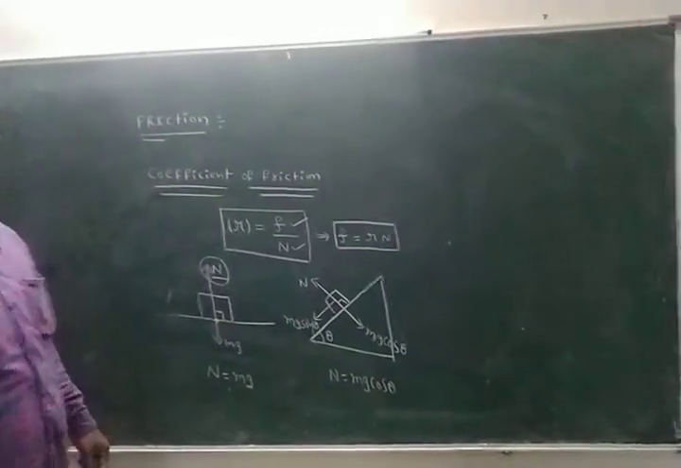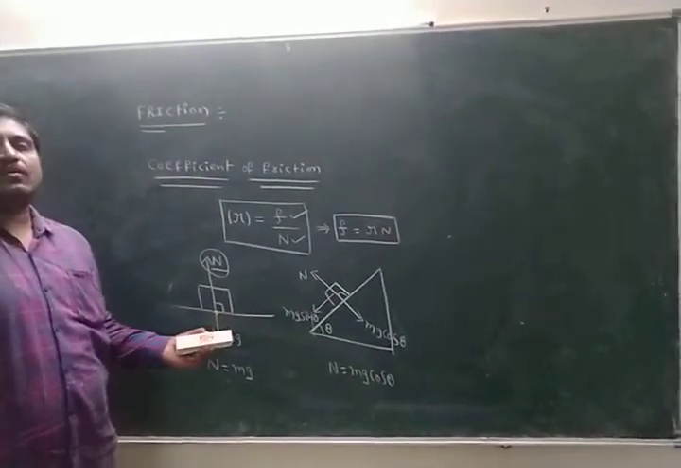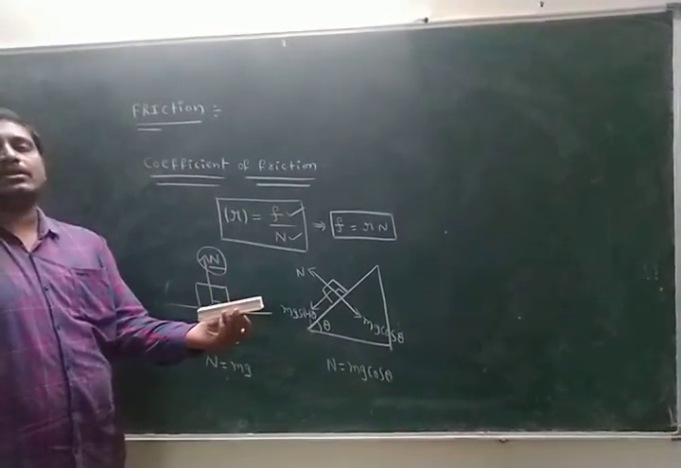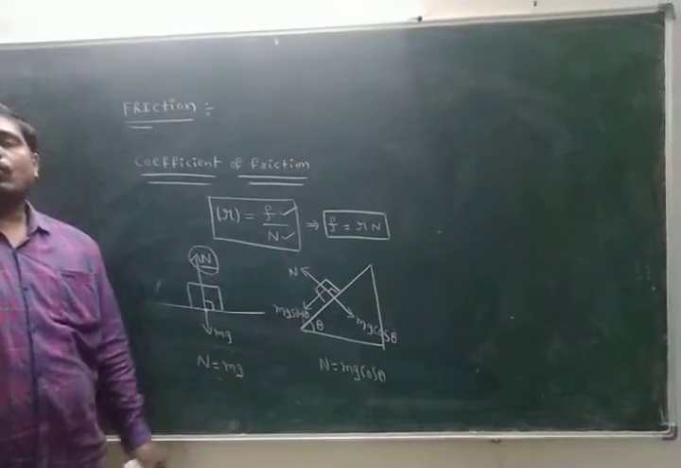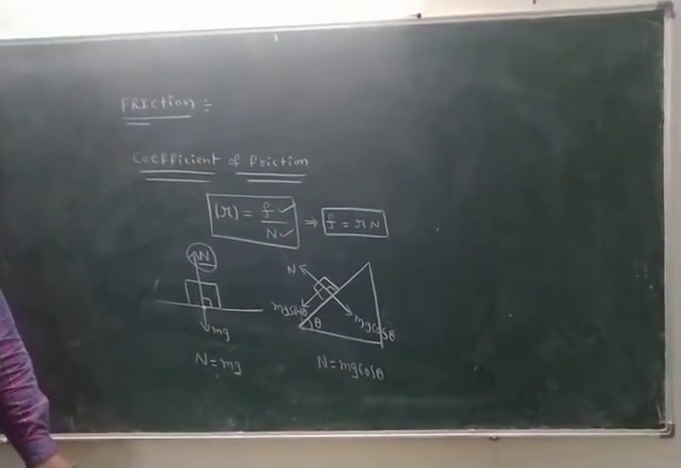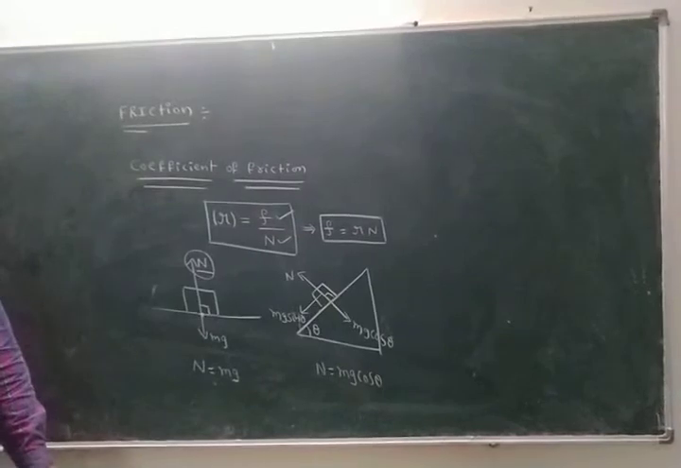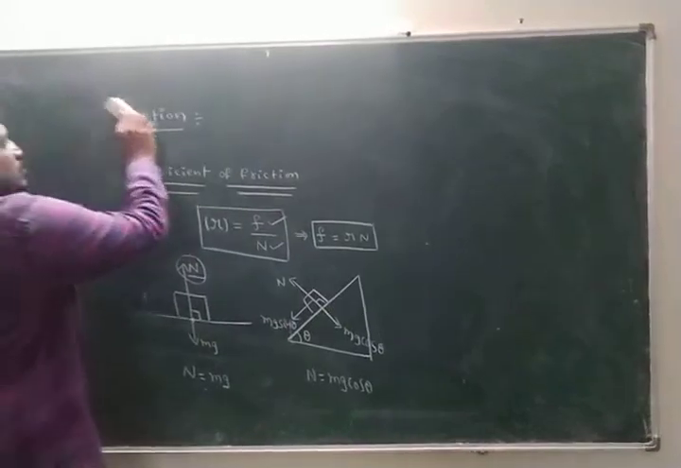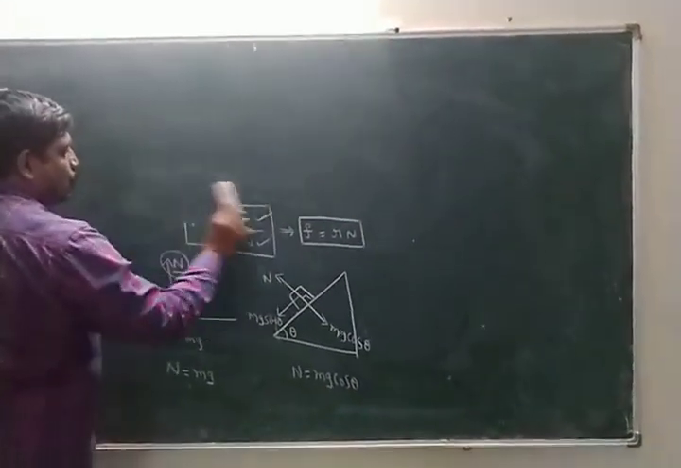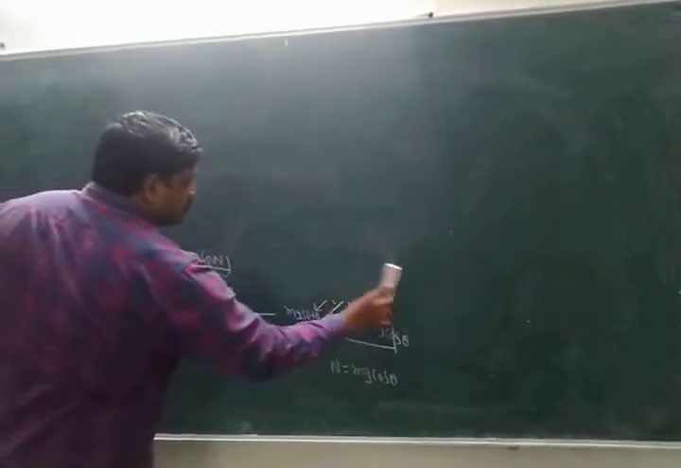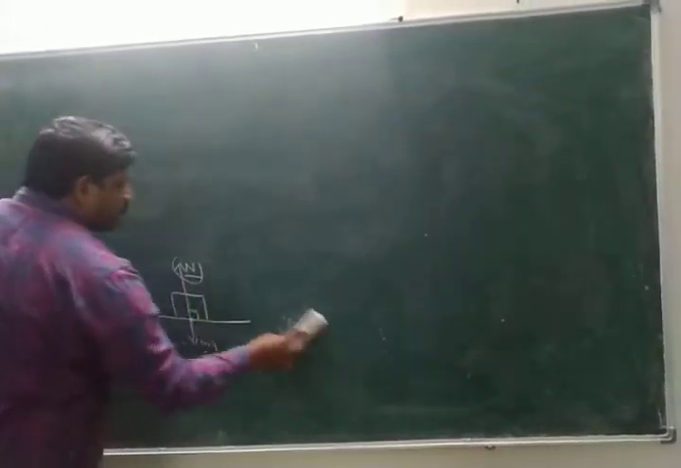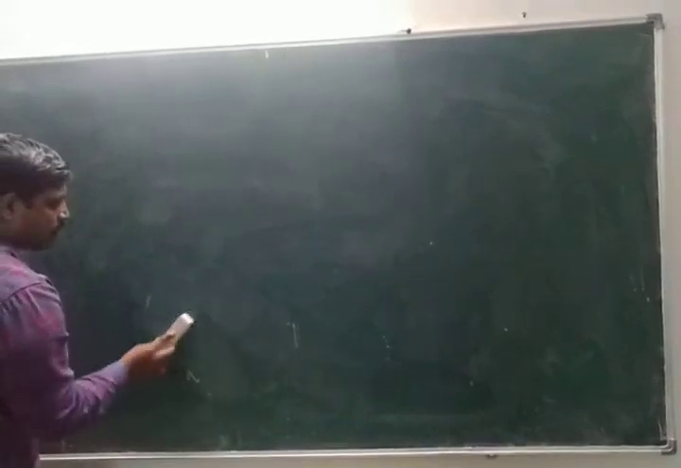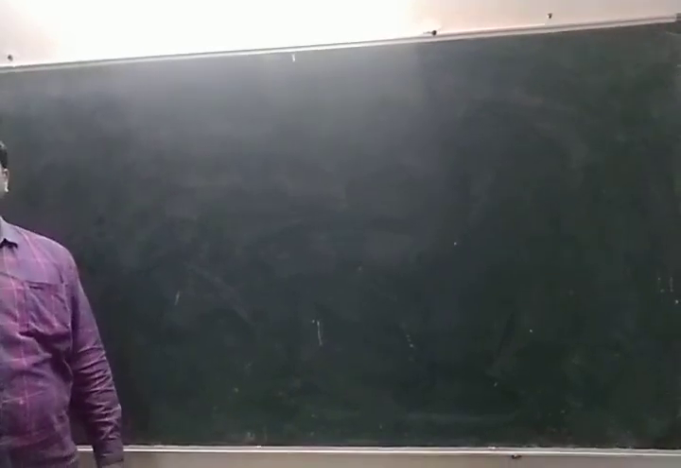Once again, what is the value of the normal reaction on a horizontal surface? mg. What is the value of the normal reaction on the inclined plane? mg cos theta. What is the coefficient of friction formula? Mu equals F by N. What is the frictional force formula? Mu into N. Here N on the horizontal surface is mg, and N on the inclined surface is mg cos theta.